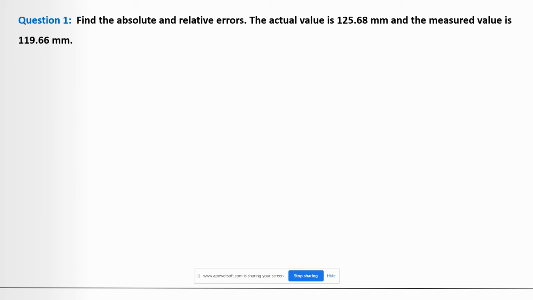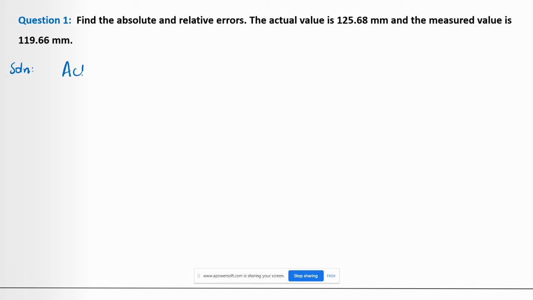Let us go to question number 1. Find absolute and relative errors. The actual value is 125.68 millimeters and the measured value is 119.66 millimeters. So let us start with the solution. Let us write what is given in the question.